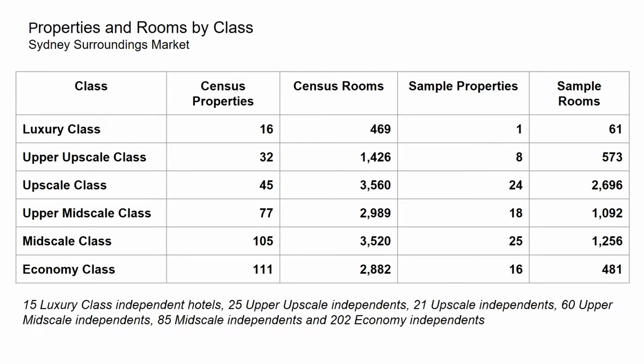As mentioned before, we also have to make a subtraction with the scale. So in the Sydney surroundings market, we can see that most of them are economy independents with just more than 200 properties, followed by 85 mid-scale independents, and the least are 15 luxury class independent properties.